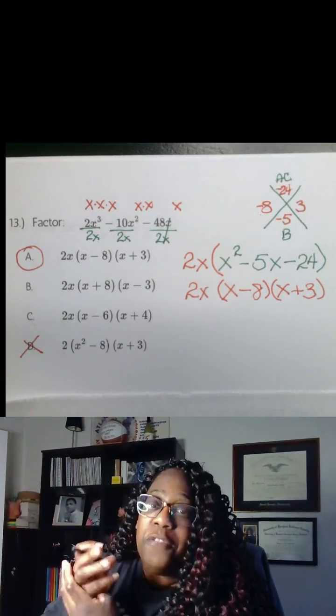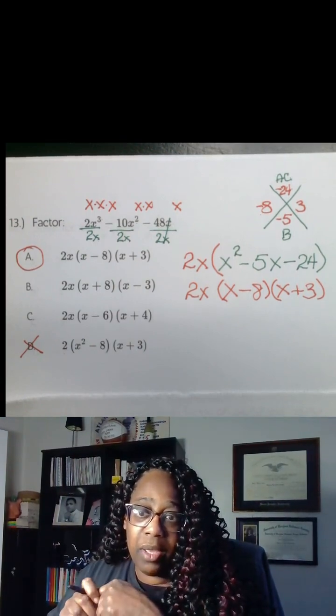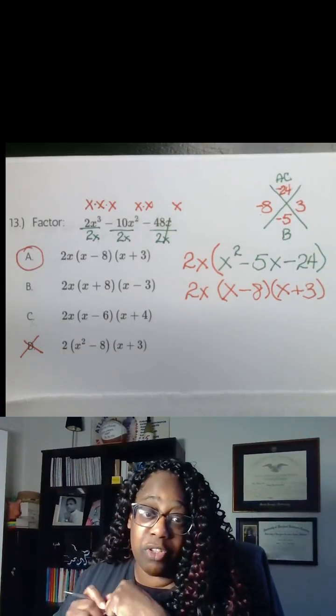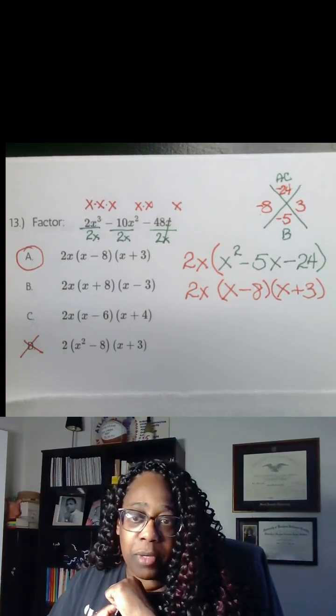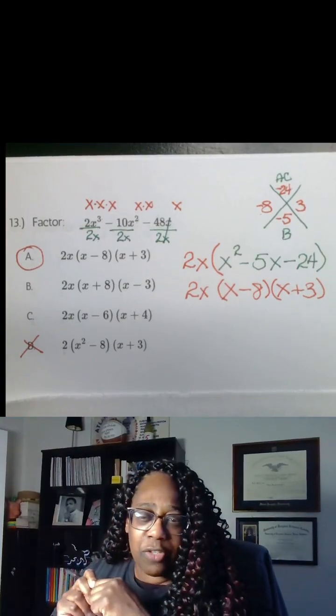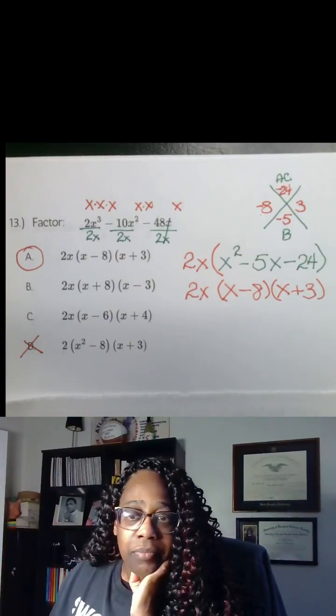Is that FOIL? FOIL is when you're multiplying your binomials. Okay? We're doing the inverse. That's what factoring is. Factoring is the opposite of, or the inverse of, the distributive property. Am I a teacher? Yes. I was in the classroom for 22 years, and now I have my own online tutoring business.